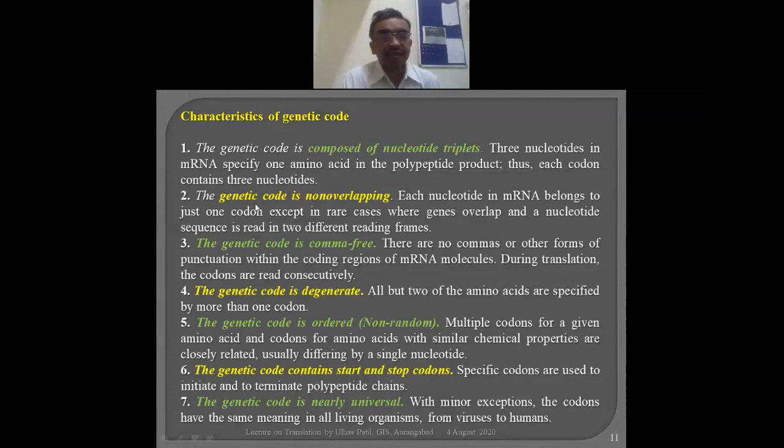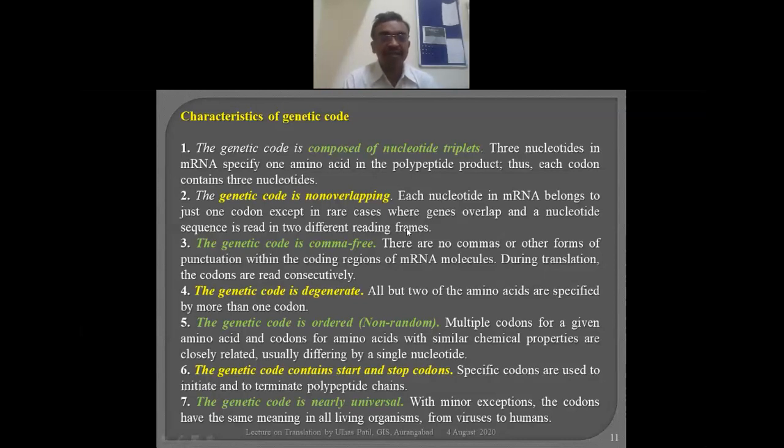This concept was generated by the efforts of so many scientists like Har Gobind Khorana. The next point is that the genetic code is non-overlapping. What it means is that each nucleotide in mRNA belongs to just one codon, except in rare cases where genes overlap and the nucleotide sequence is read in a different reading frame. It means there should be no overlapping, just as two sentences do not overlap. For example, in a book, there is one sentence, full stop, then another sentence. We never read some part from the first sentence and another part from the other sentence. Similarly, there are several exceptions as far as genetic code overlapping is concerned, but the majority of the time the genetic code is non-overlapping.